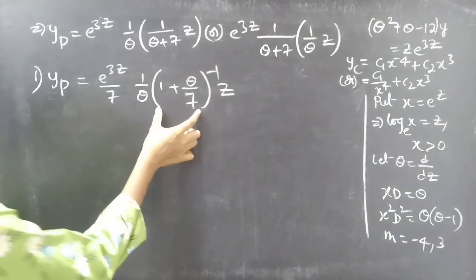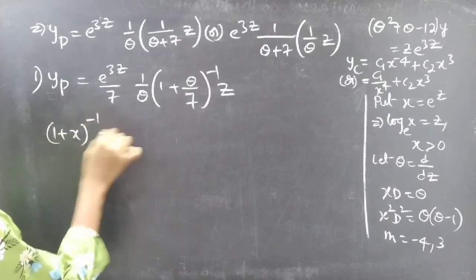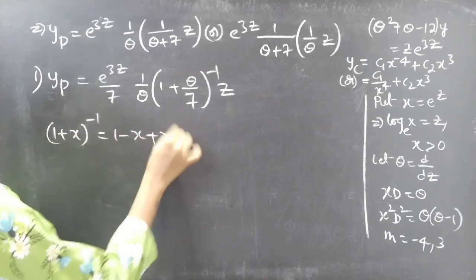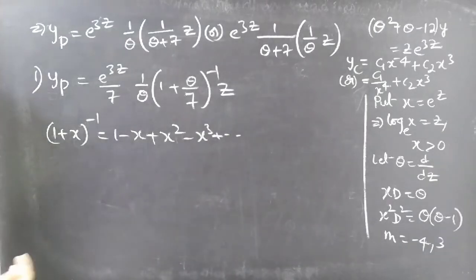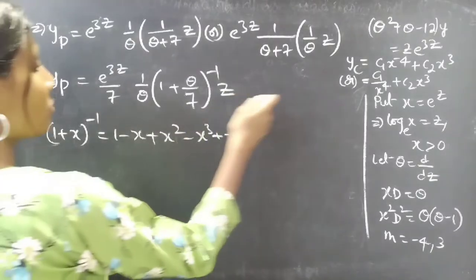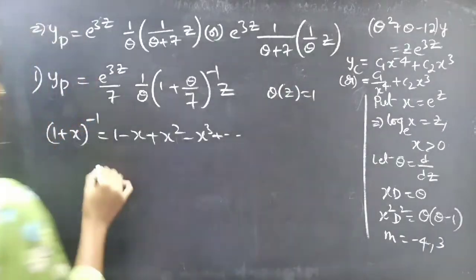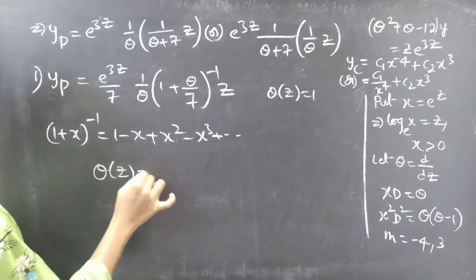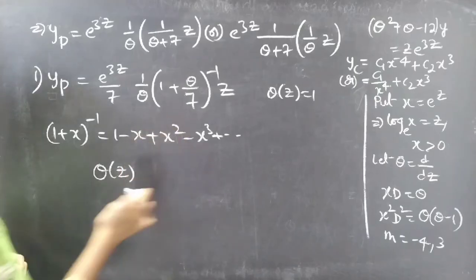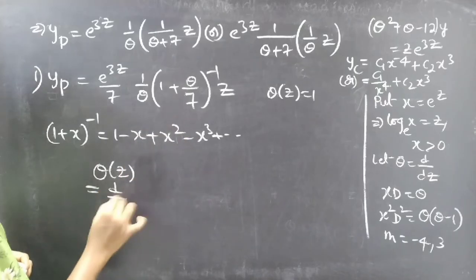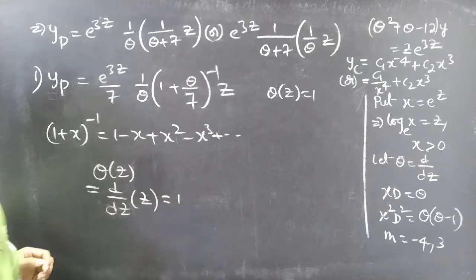Now we can expand this using 1 plus x whole inverse formula, which is equals to 1 minus x plus x square minus x cube plus so on. So before applying this formula, we'll find derivatives of z. Theta of z is 1, right? Theta of z in the sense d by dz of z. Derivative of z with respect to z is 1.